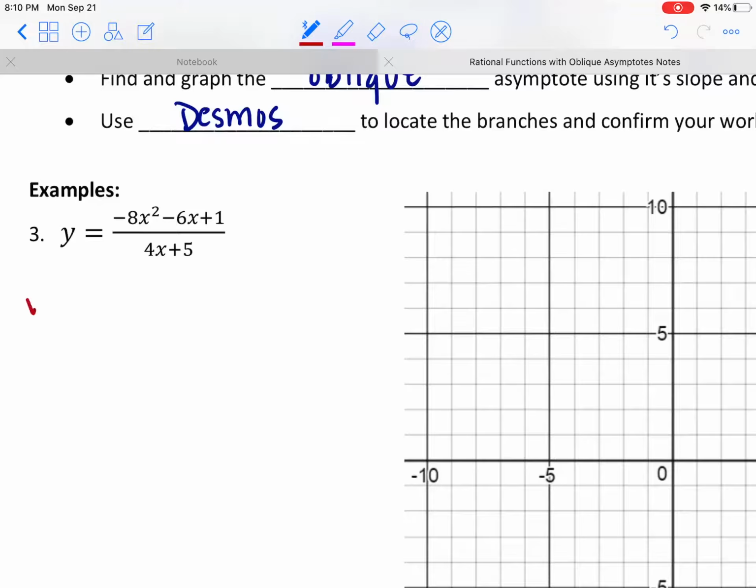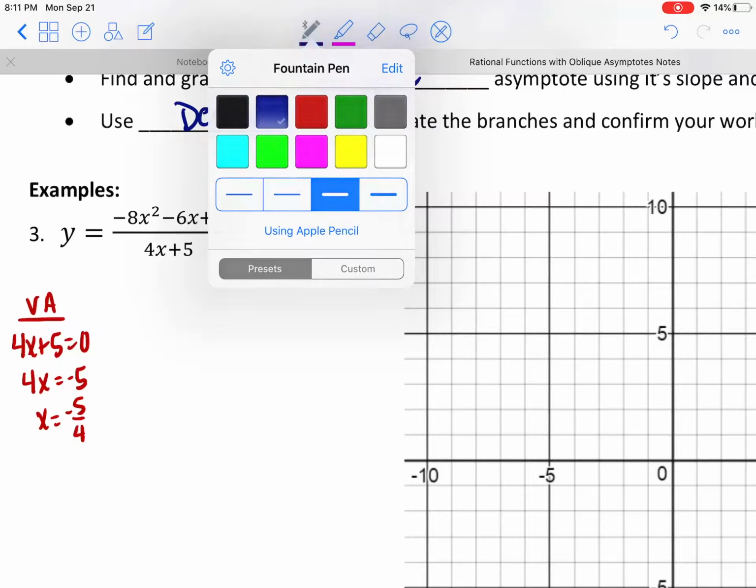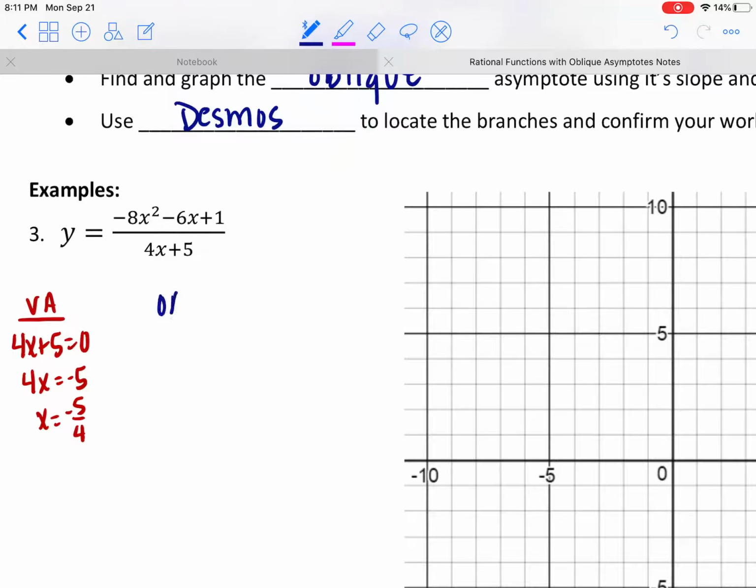Let's find that one first. A vertical asymptote is a value of x that makes our denominator, in this case 4x plus 5, equal 0. So 4x equals -5, x equals -5/4 is where our vertical asymptote is going to be. And then the oblique we're going to find with division.